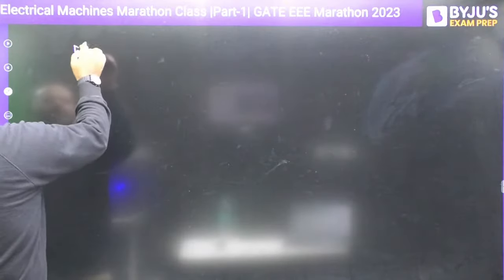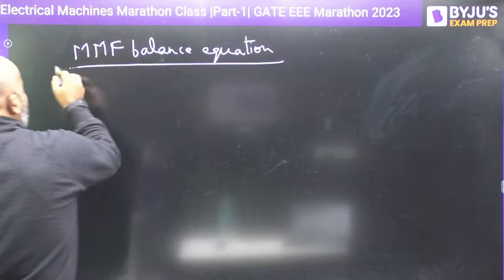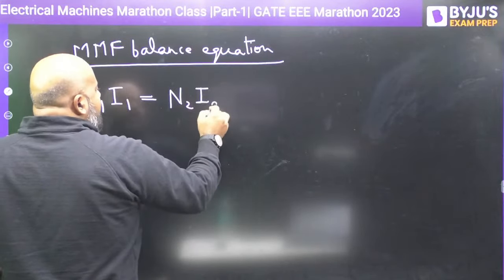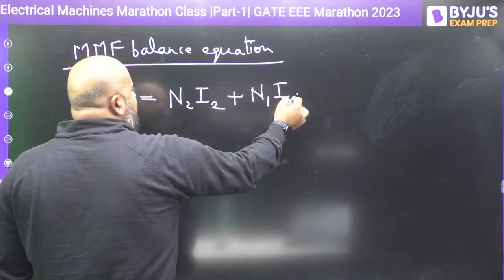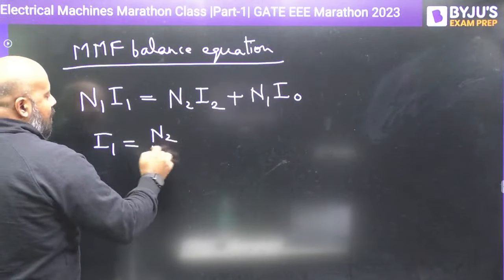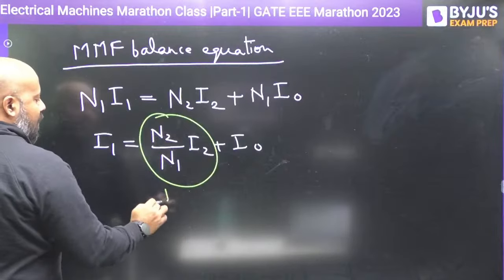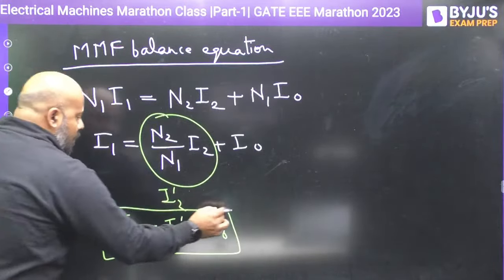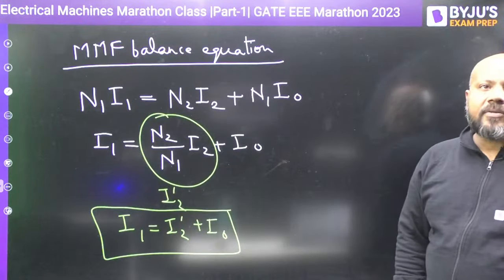Now with this, I can write the MMF balance equation for the transformer. It says the total primary MMF N1 I1 has two responsibilities. Number one, to balance or counter the secondary MMF N2 I2 plus to establish flux in the core. Now suppose you want to write what is I1. So just take N1 to this side. So it becomes N2 upon N1 I2 plus I0. Now this N2 upon N1 I2 we are calling as I2 dash. So I1 is I2 dash plus I0. Is it clear, everybody? I0 is the no load current. I hope it is clear for everybody.